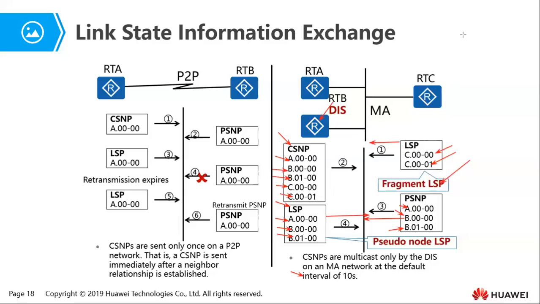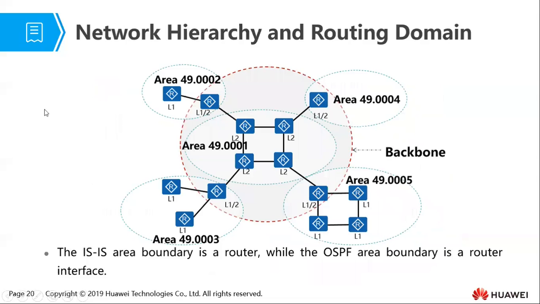So I hope that is clear. Okay, so any question about how link state information is exchanged on an IS-IS network? Any question or comment, ladies and gentlemen? Okay. So let's move on.